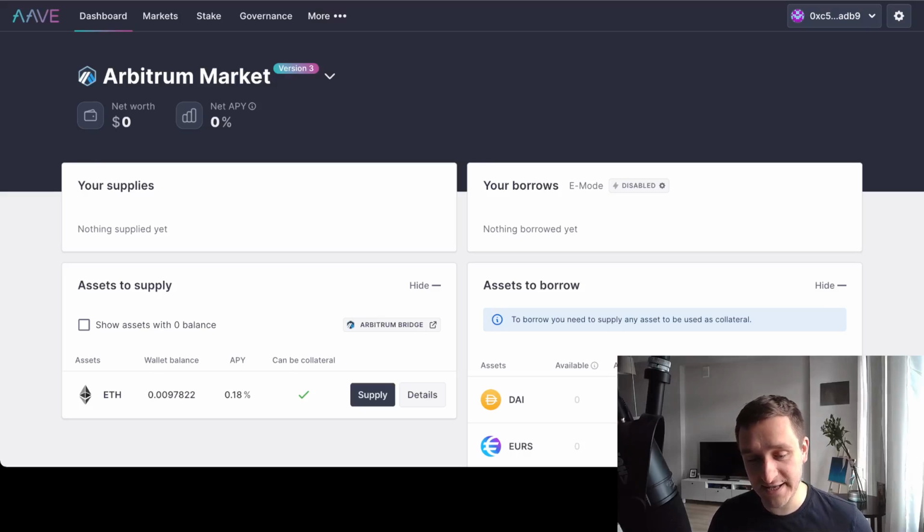So basically, people are taking loans here because, for example, they don't want to sell ETH, they don't want to sell a particular cryptocurrency. So for example, if I'm a super huge believer in ETH, I would supply that, and then I would, for example, take the loan in DAI, in a stable coin.